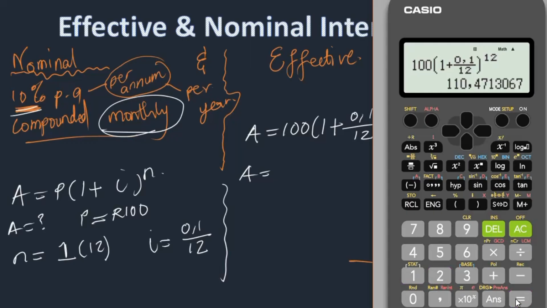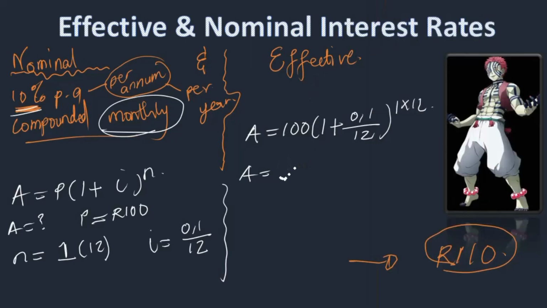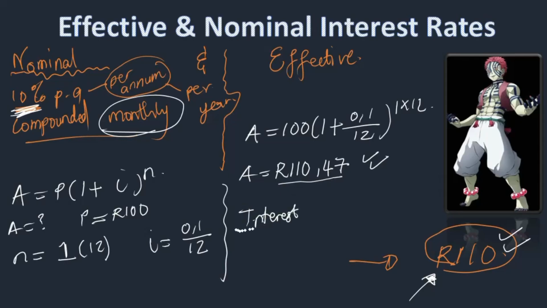This gets me how much? 110.47. Look at this. Now you see, initially what did we get? We got 110 rands because we said if this money grows by 10% for 1 year, at the end of the year I should have 110 rands. But when we make the proper calculations using the compound interest formula, we realize that actually the money is going to grow to 110.47, which means my interest here is 10 rands, 47 cents.